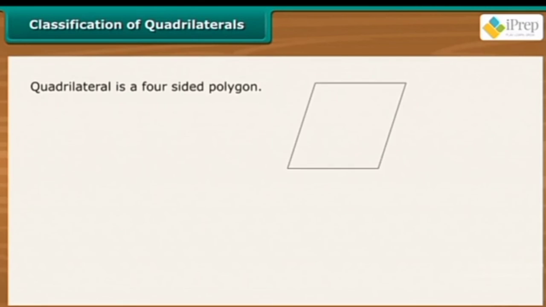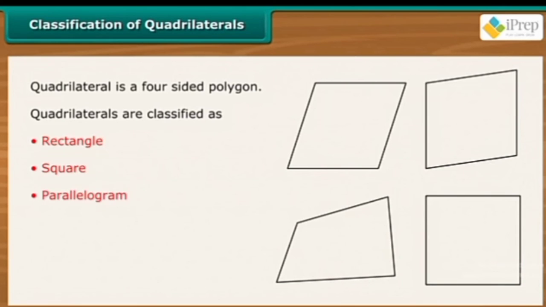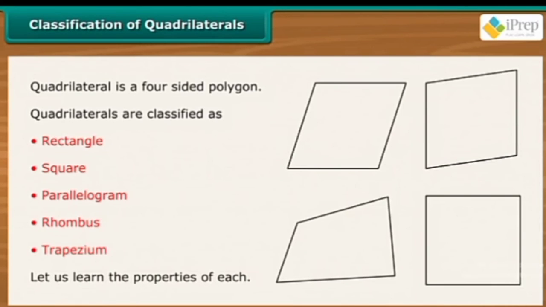Quadrilaterals. A quadrilateral is a four-sided polygon. Quadrilaterals are classified as rectangle, square, parallelogram, rhombus, and trapezium. Let us learn the properties of each.